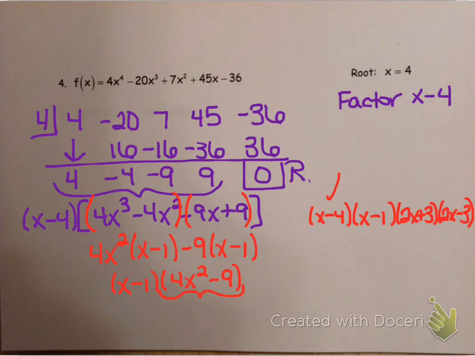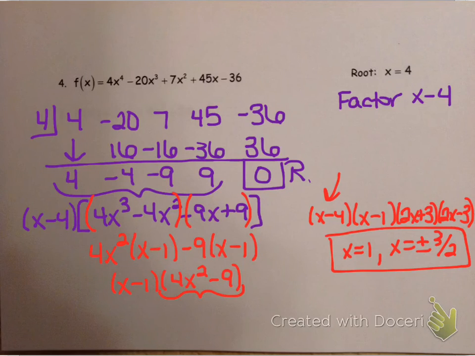And so I already knew this root. I already knew x was equal to 4. The other roots that I get x equals 1, and I get x equals plus or minus 3/2. So there's my remaining roots. Okay.